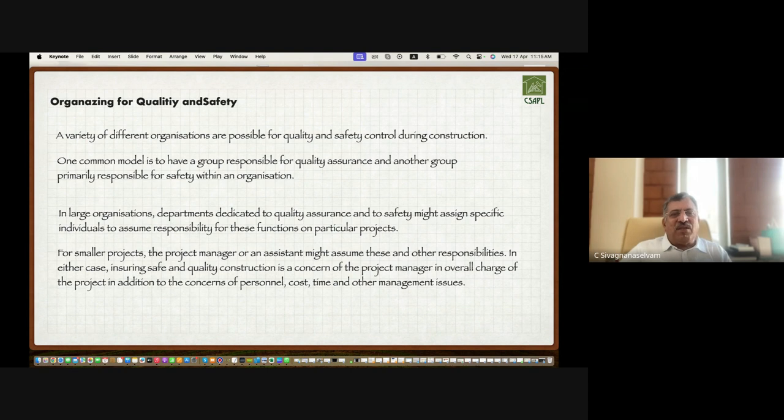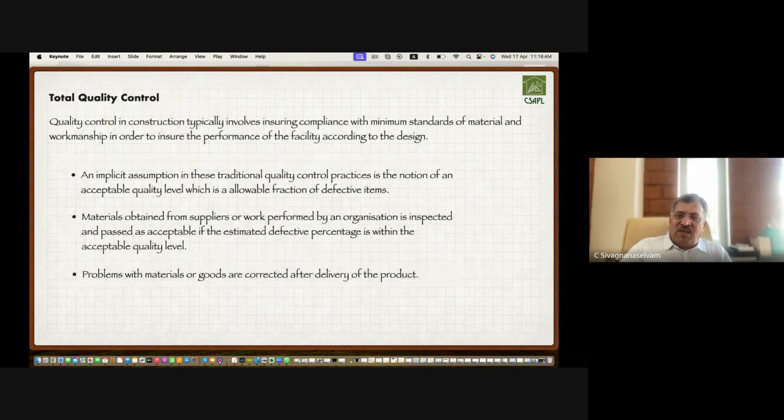And for a smaller project, the project manager or an assistant might assume these and other responsibilities. In small projects, if it is a residential building or a small complex, the client or the contractor or ourselves may not be in a position to appoint more people because the project cost may be less. Then you should have one project manager and an assistant who can take care of everything, who has the knowledge in taking care of all these things.